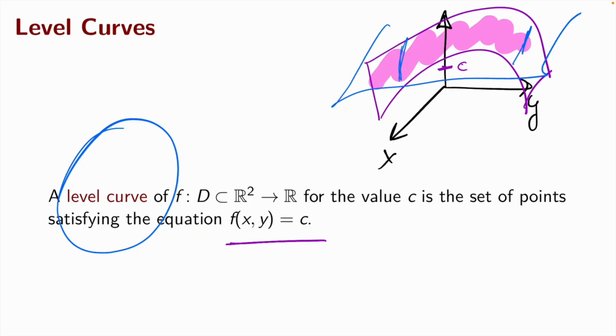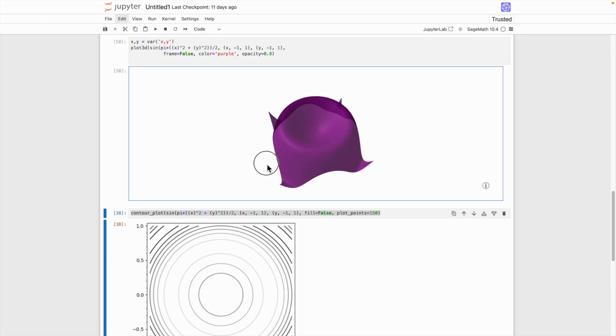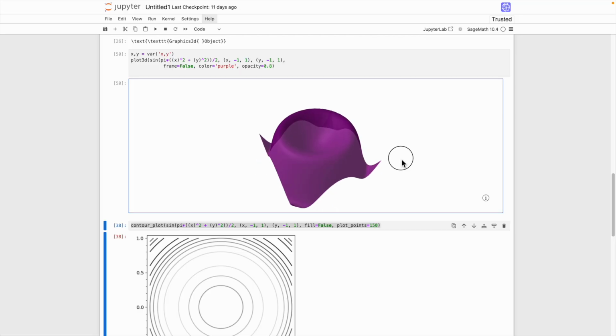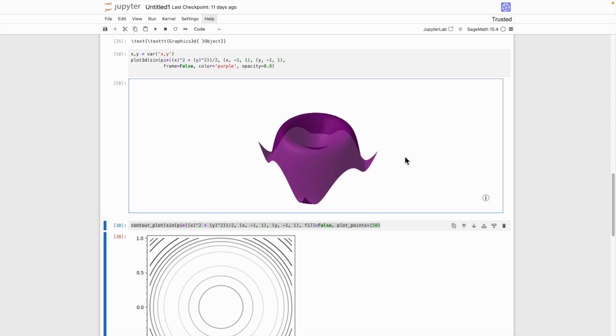So let's see, for instance, a function of two variables like this one. This will be the graph of this function, pi x squared y squared divided by 2, etc. So if we have the graph of this function, try to imagine what would happen if we intersect this surface with a horizontal plane. The result will depend on the height where we are intersecting this surface, and that will be the different level curves that you obtain.